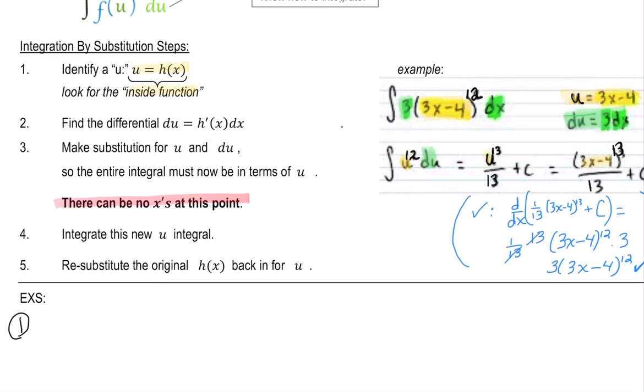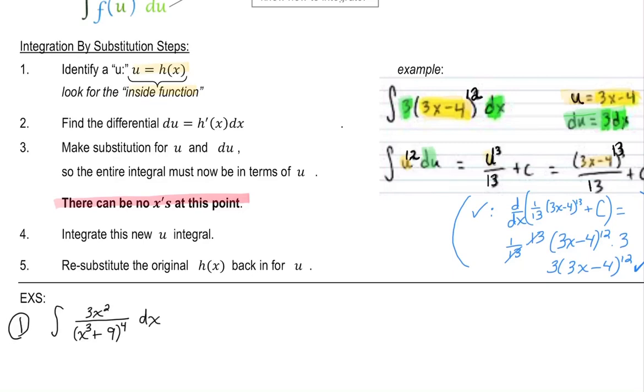Suppose we have the integral of 3x squared over the quantity of x to the 3rd plus 9 raised to the 4th power dx.